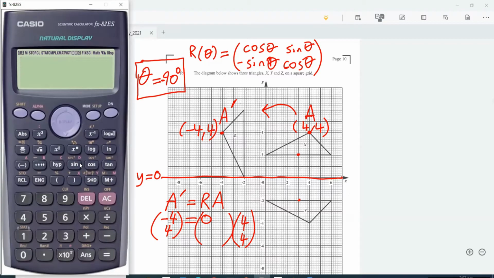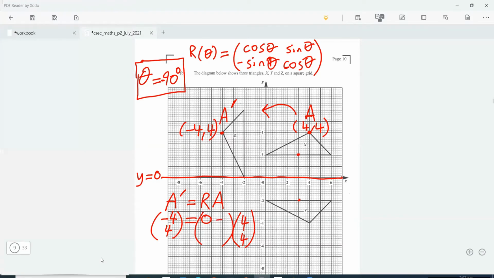Let's have a look at it. Sine of -90, that's going to be -1. So in this matrix is -1. And then right here is going to be negative the sine of -90. -1 is +1, and the cosine of 90 is 0. Let's check out and see if this is indeed true.